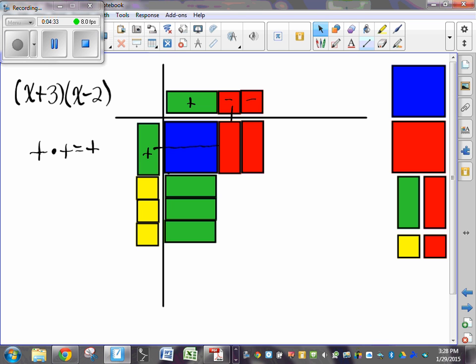All I need now is to multiply this +1 times this -1. And a +1 times a -1 is a -1. And that is conveniently what fits right here in this space. I'm going to go ahead and fill those in here.